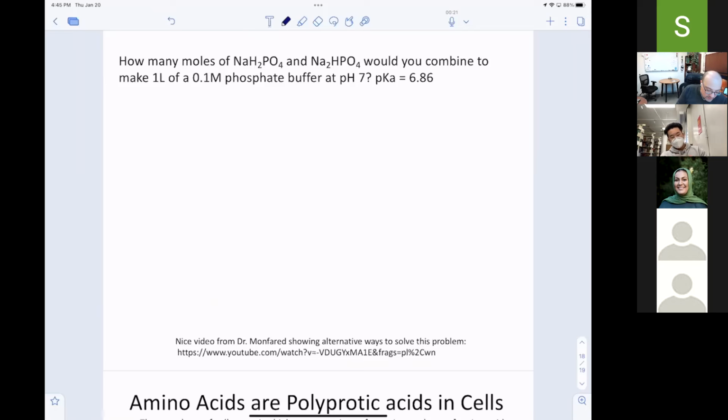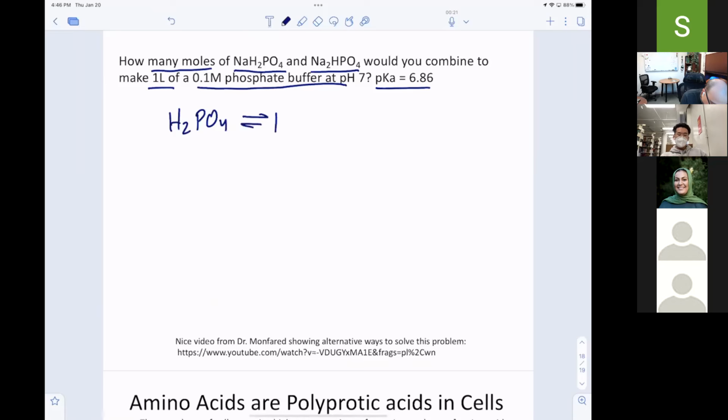When I have this type of question, I first of all see what they ask me, right? They ask me how many moles. Let me annotate: how many moles I have of NaH2PO4 and Na2HPO4 to combine in 1 liter of a 0.1 molar buffer at pH 7, and they give me the pKa. So let's write down what's going to happen here. We have the same thing: H2PO4 in equilibrium with HPO4 plus the hydrogen.